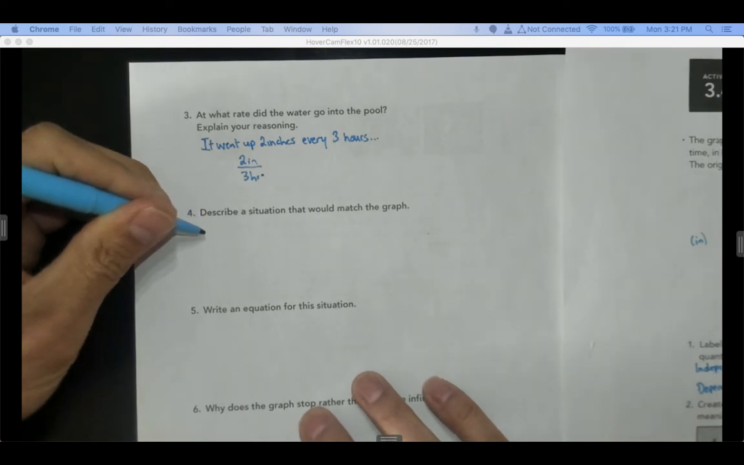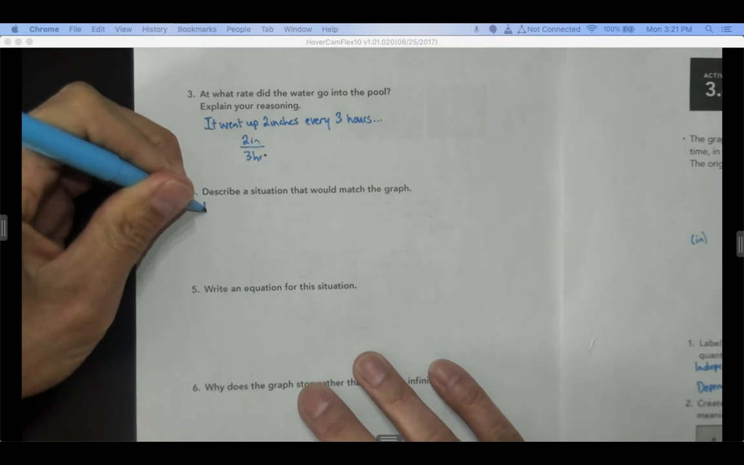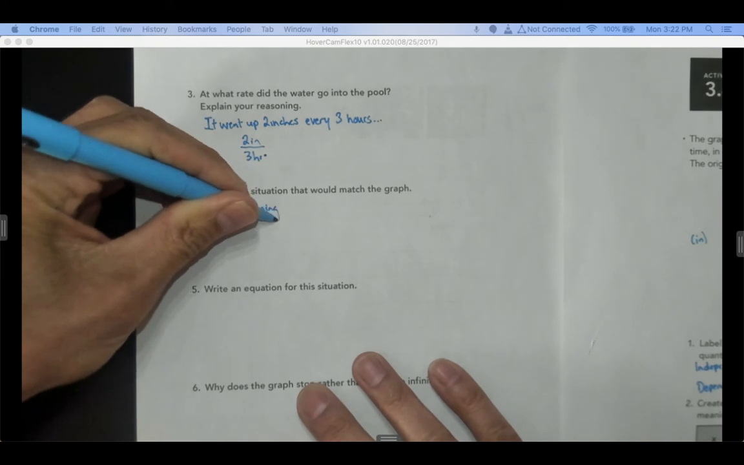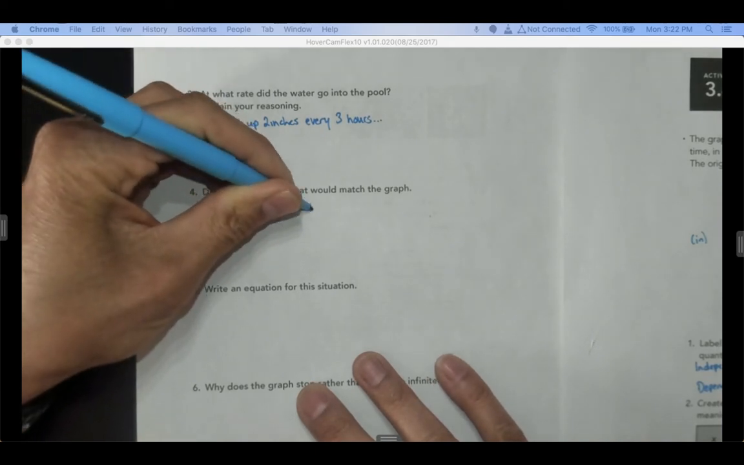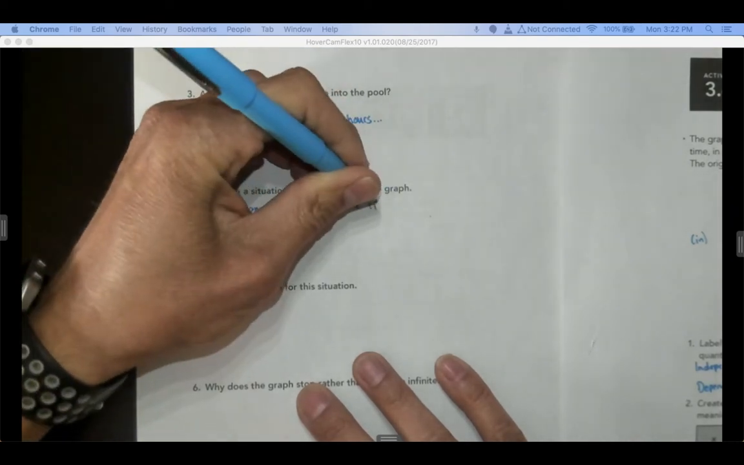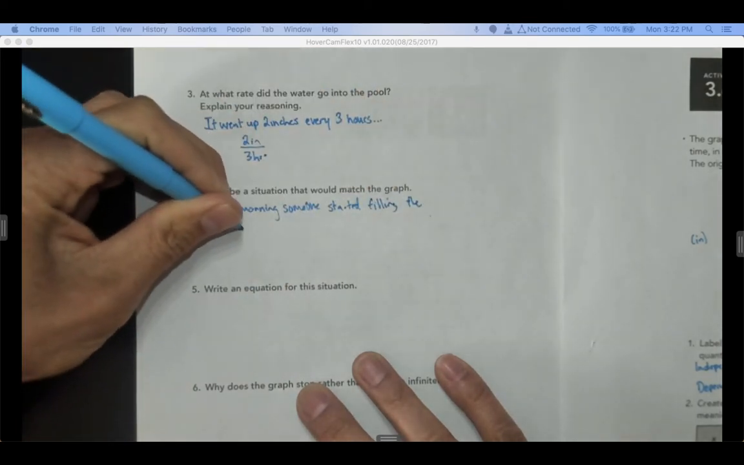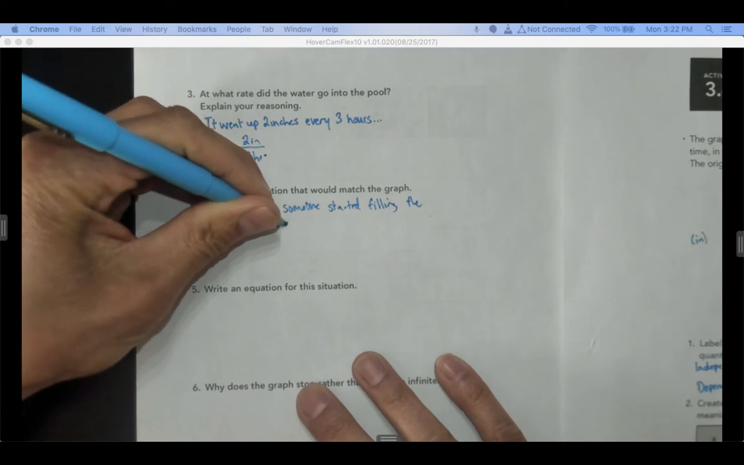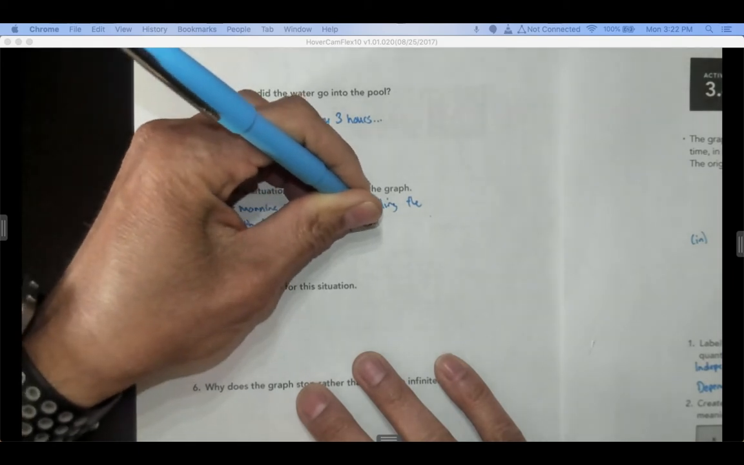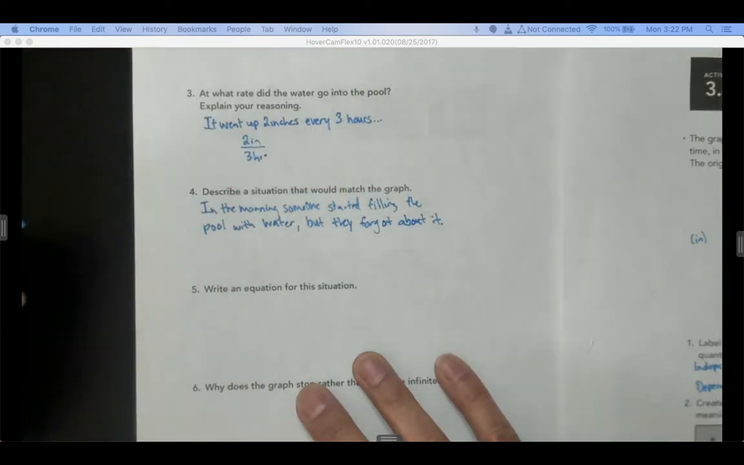Number 4, describe a situation that would match the graph. Oh, good. I was talking about this as I went. Okay. In the morning, someone started filling the pool with water, but they forgot about it.